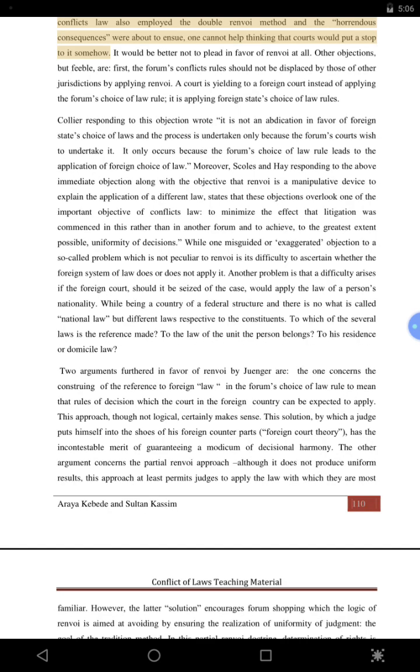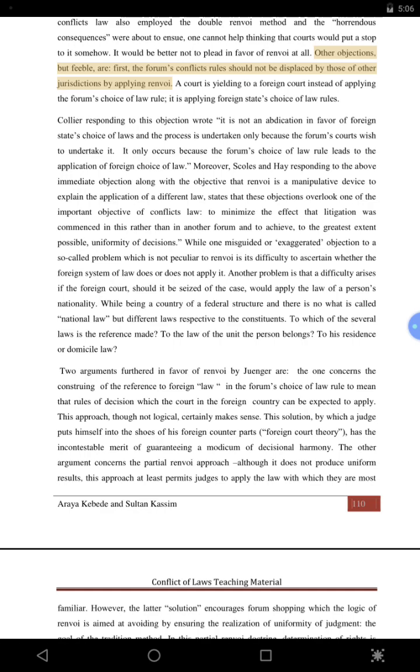also employed the double renvoi method and the horrendous consequences were about to ensue, one cannot help thinking that courts would put a stop to it somehow. It would be better not to plead in favor of renvoi at all.